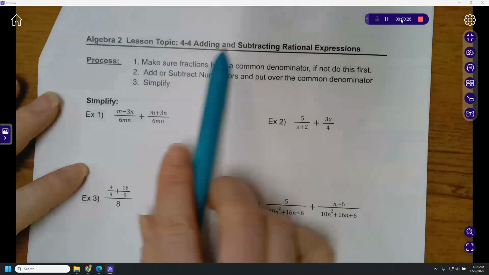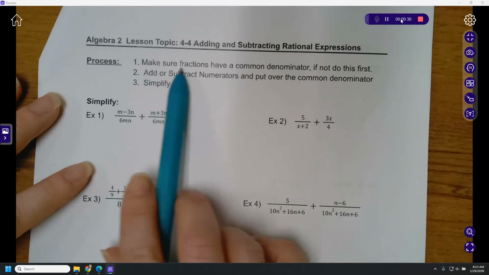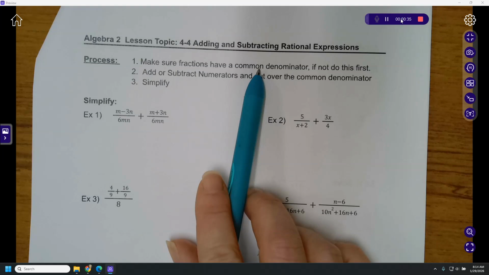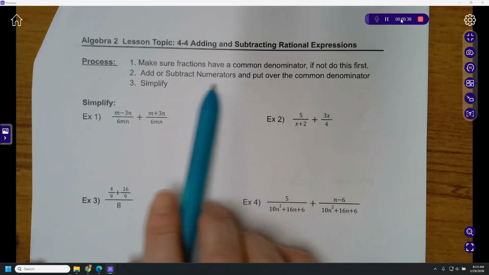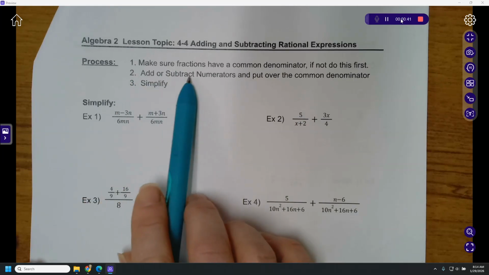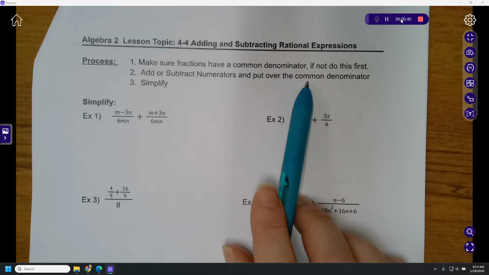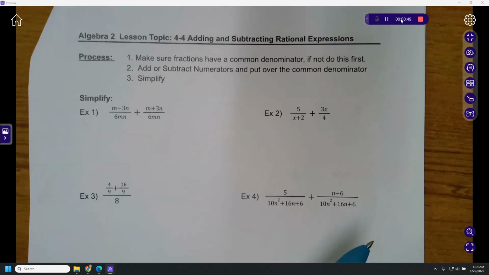When you're adding and subtracting fractions, we have to make sure the fractions first have a common denominator. You're going to notice the first few examples do, and so then we can go right to step 2. What you're then going to do is add or subtract your numerators and put them over that common denominator. If possible, then we're going to simplify. Okay, all right, so let's start with example 1.